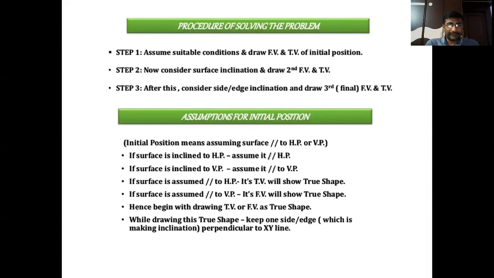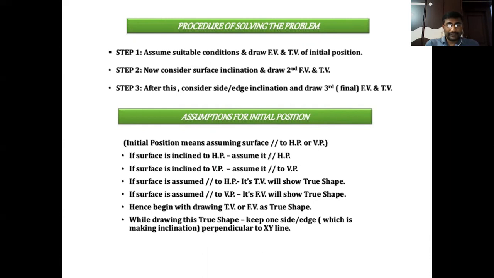The second step is to consider the surface inclination and draw the second front view and top view. By using that surface inclination, we have to draw the second front view and top view. And step 3, after the second step, is to consider the side or edge inclination. We have to consider the side or edge of the plane inclination and draw the third, final front view and top view. These are the 3 steps, the 3 stages involved in this projection of planes 2.